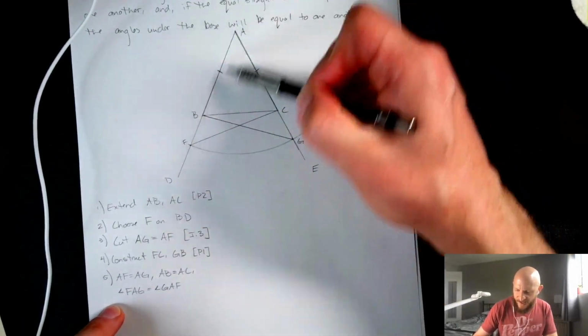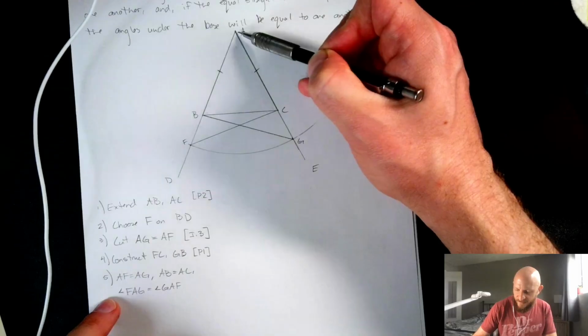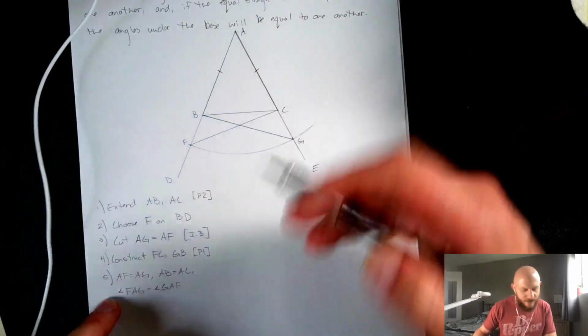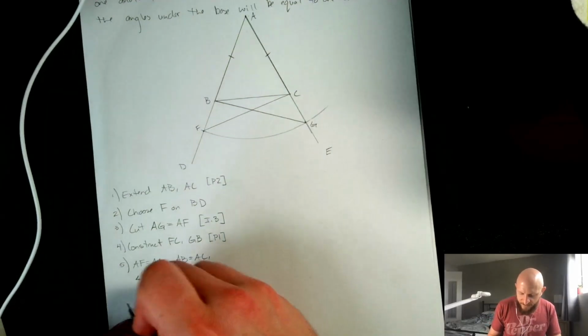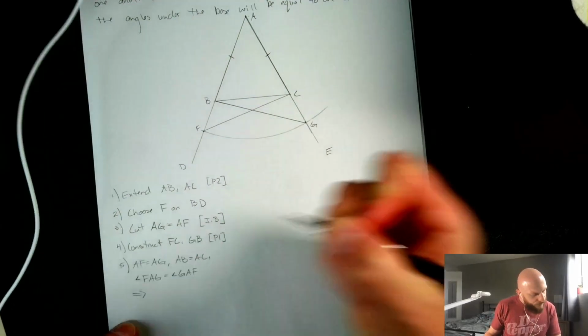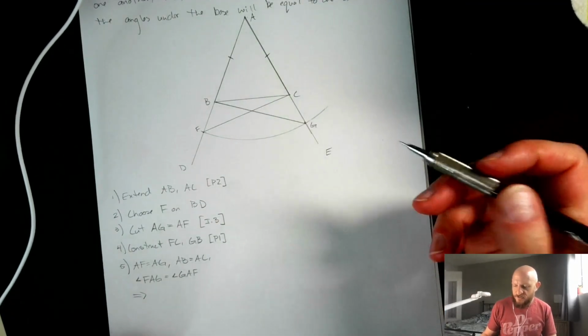FAC, or maybe AFC, is one triangle. The other triangle that is formed is ABG. And from all of this, step 5, this is saying that those two triangles are the same because they share side angle side.